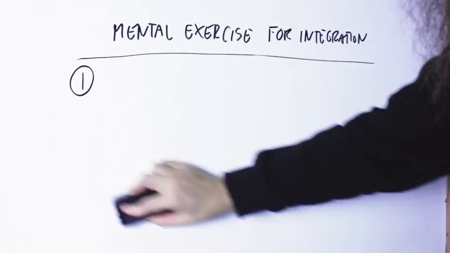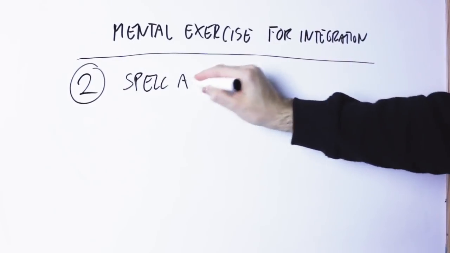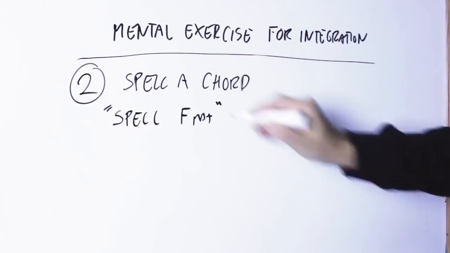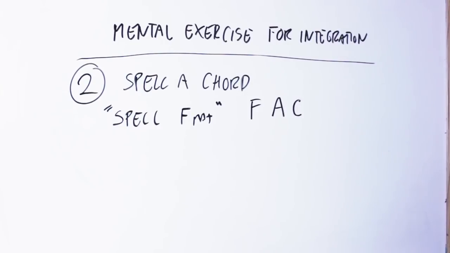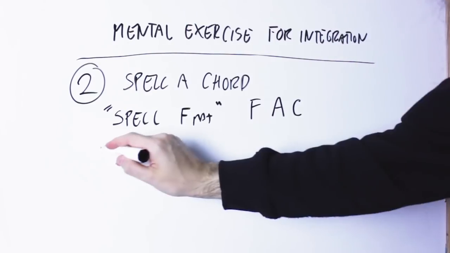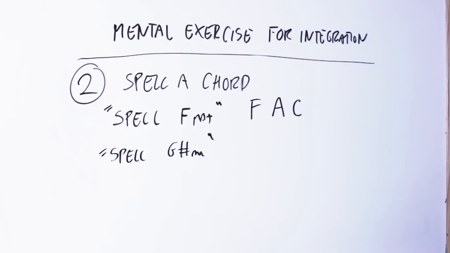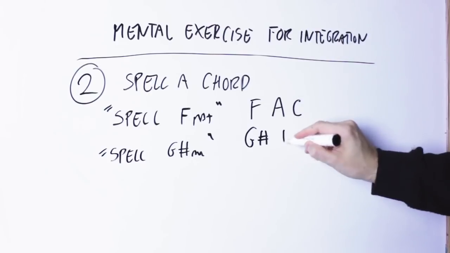That's exercise number 1. Exercise number 2, you're gonna mentally ask yourself what is the spelling of a chord. For instance, spell me out an F major. 3, 2, 1. The spelling is F-A-C. If this came immediately to your mind, great, but if you had to think about it, then you need to do this exercise much more. Let's try another one. What is the spelling of G sharp minor? 3, 2, 1. The spelling is G sharp, B, D sharp.